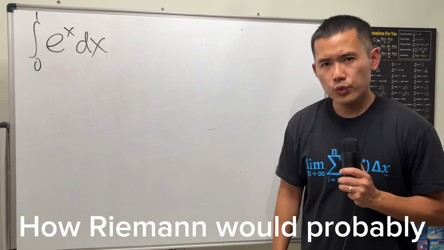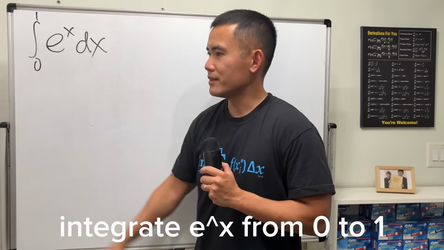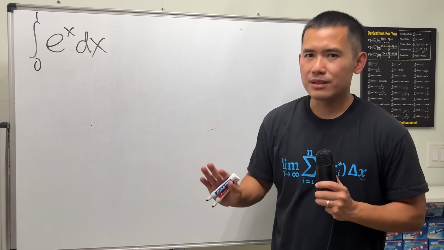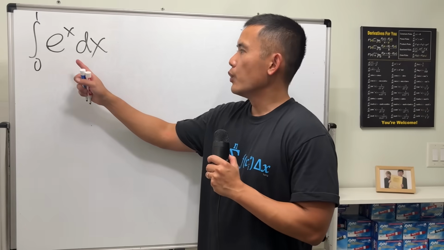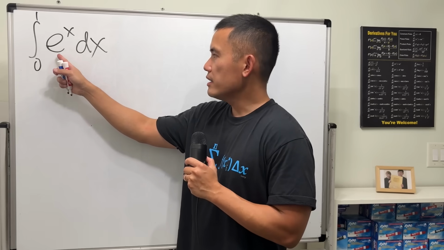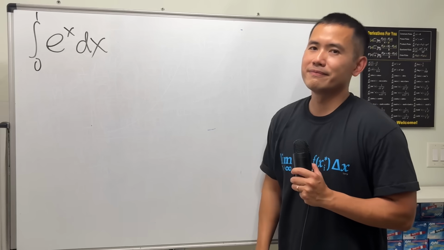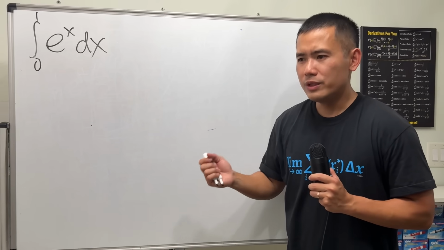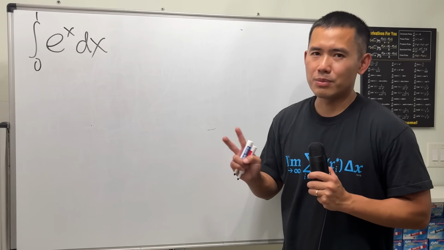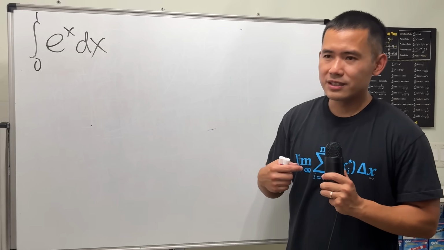Let us see how Riemann will probably integrate e to the x from 0 to 1. And of course, we will not be using the Fundamental Theorem of Calculus part 2, meaning we are not going to be finding an antiderivative for e to the x and then plugging in 1, plugging in 0, and subtracting. I know the answer is e minus 1, but how do we do it without the Fundamental Theorem of Calculus part 2? In this case, we will give a limit of a Riemann sum a try.